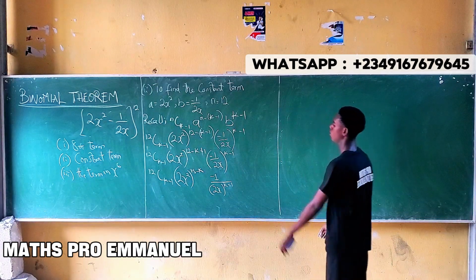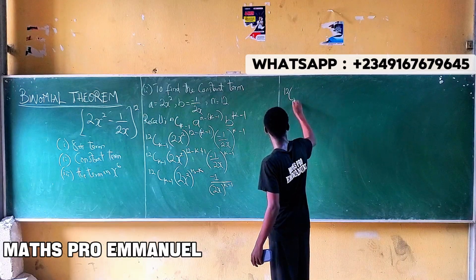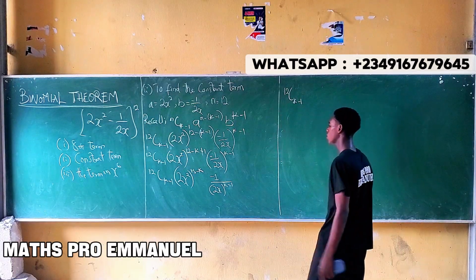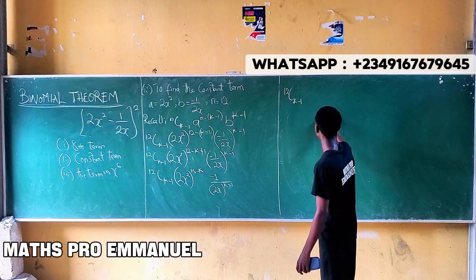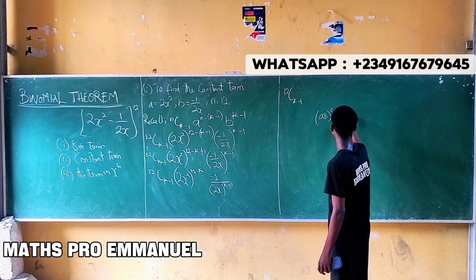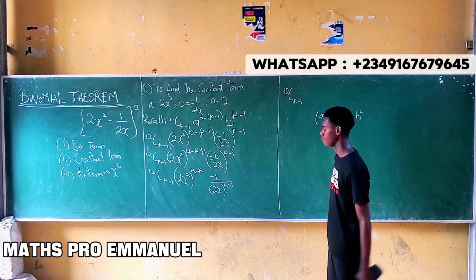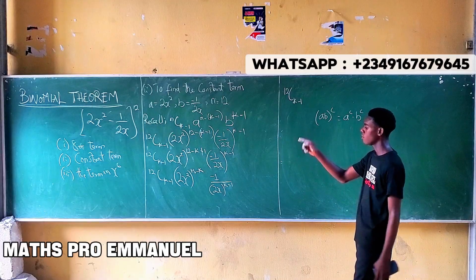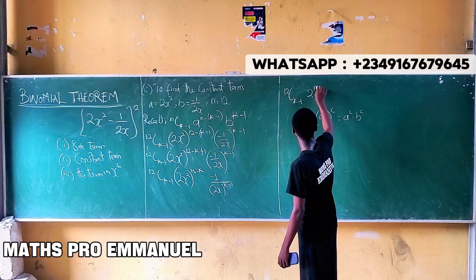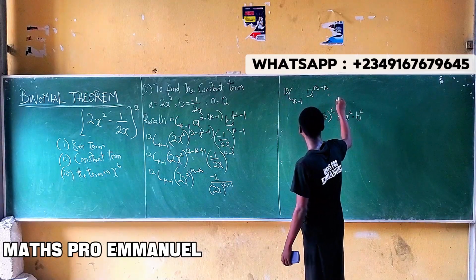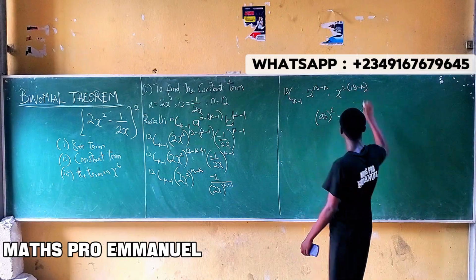So moving on, let me split this. I'll have 12 combination k minus 1, then 2x squared all raised to the power of 13 minus k. This is the same thing as ab all raised to the power of c. I'll have a raised to the power of c, and then b raised to the power of c. Your normal indices. Now we have 2x squared all raised to the power of 13 minus k. I will have 2 raised to the power of 13 minus k, and then x squared will also be raised to the power of 13 minus k.